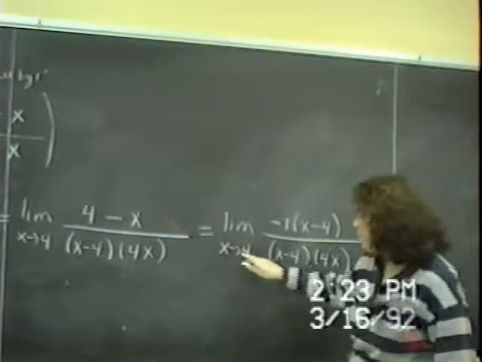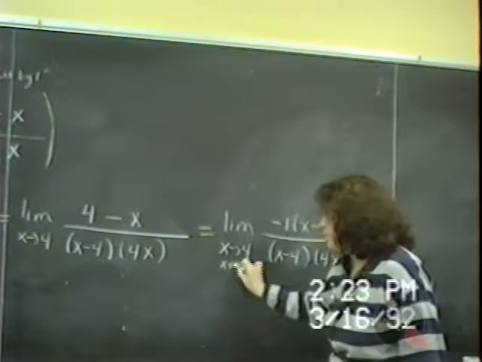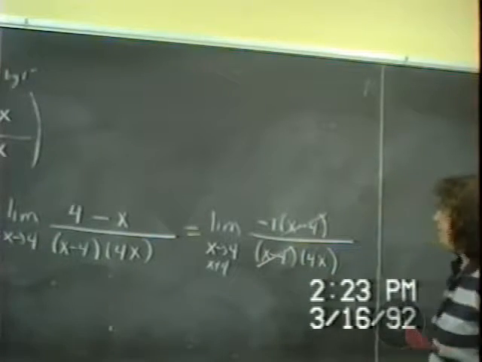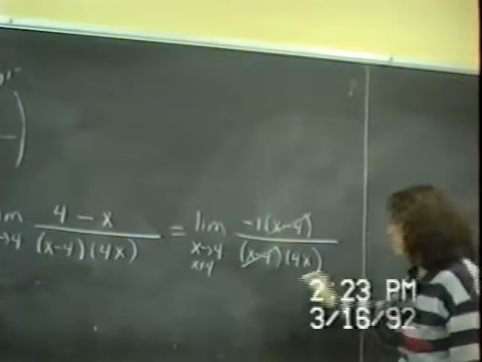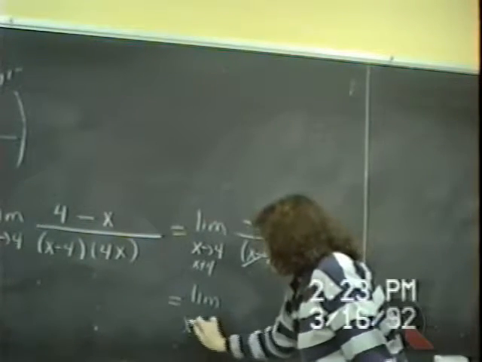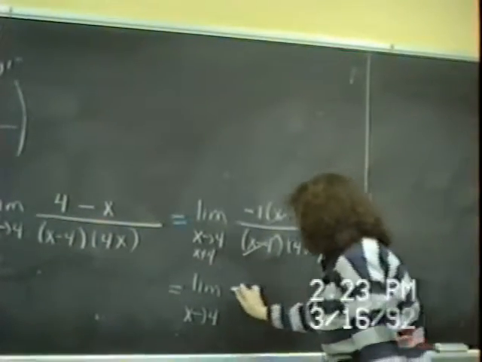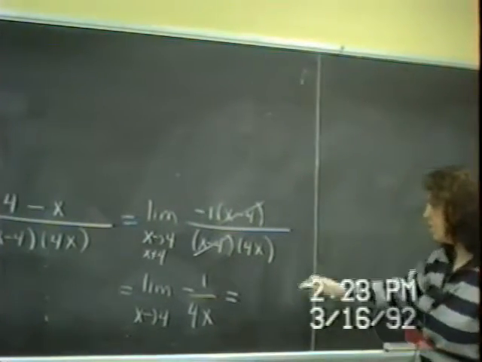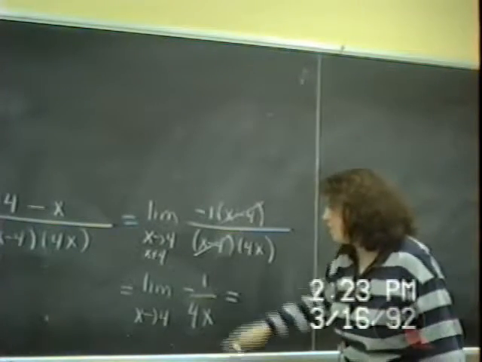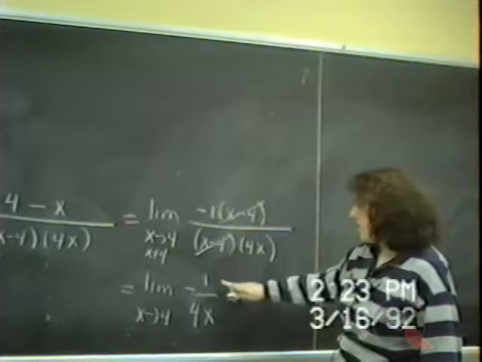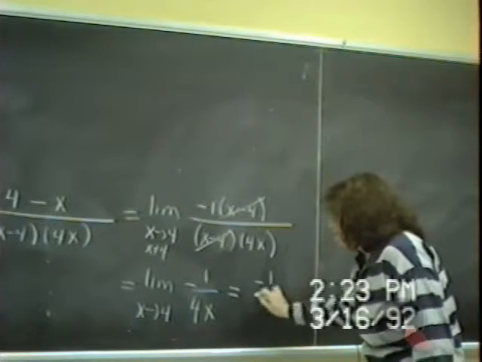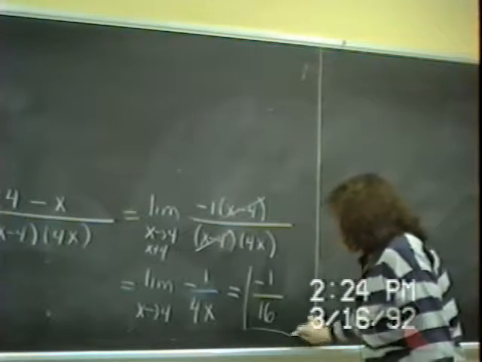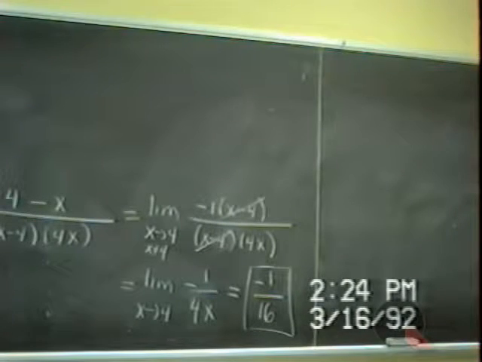Then as x approaches 4, it's not equal to 4, right? So we can divide numerator and denominator by x minus 4. That's not equal to 0. And we have now the equivalent problem of finding the limit as x approaches 4 of minus 1 over 4x. Once again, we have gotten this down to a function whose limit is much easier to evaluate. Here, we can say it's the limit of the numerator divided by the limit of the denominator. As x approaches 4, that's going to be 16. And the answer to this problem is minus 1/16.